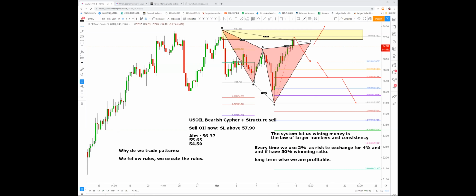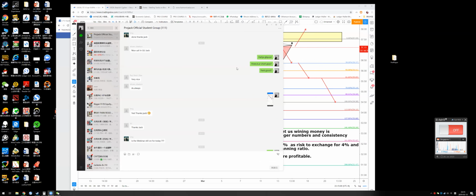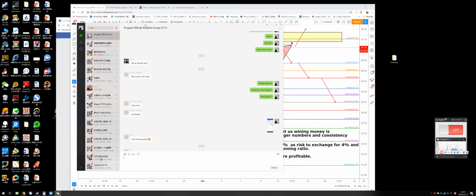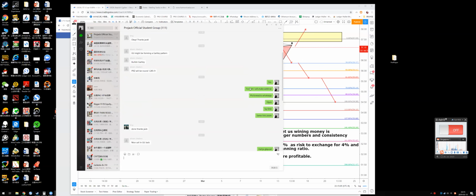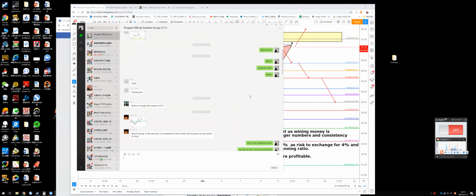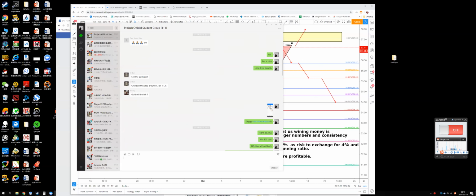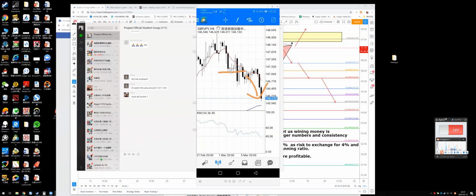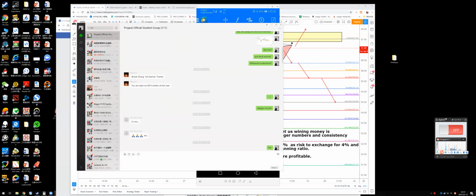I hope that you can make a lot of money with regulated risk. You can see here, our Projack official students group. Sterling, previously we had some other trades here. You see the sterling yen trade from last week.